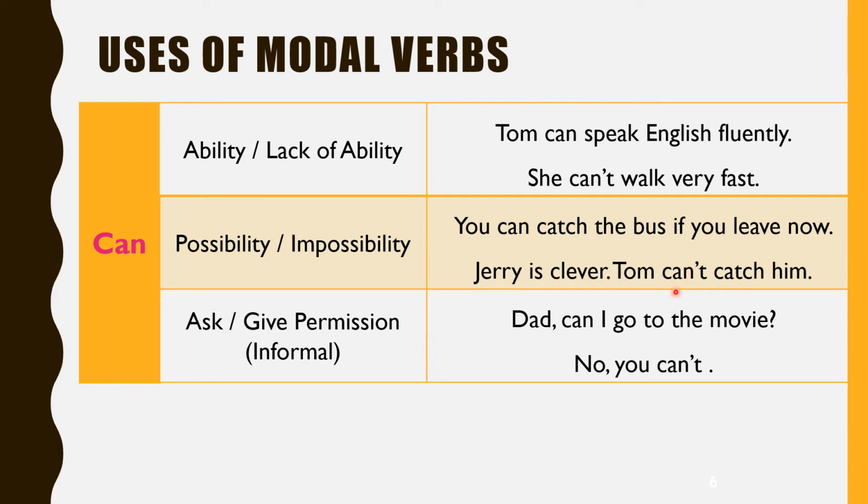Now the third category, to ask and give permission. As I already said, can will be used to express informal permission, to ask informal permission or to give informal permission. So it can be used with our friends and family where we are very close. Here the example says, Dad, can I go to the movie? And the answer will be yes you can, or no you can't, because it's a relationship between a dad and a son, or dad and a daughter. So we can use can and cannot to ask and give permission.